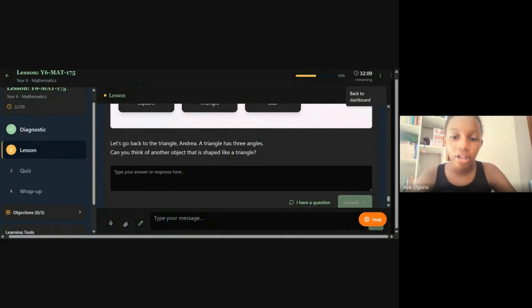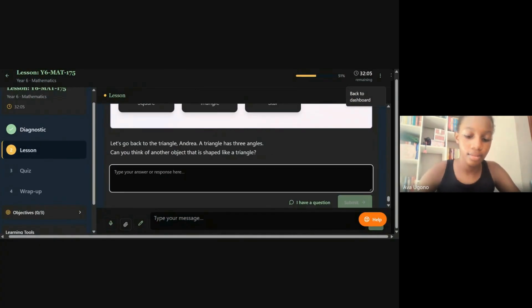Can you think of another object that is shaped like a triangle? I'm going to write, no, I can't think of any other shapes. I can't think of any other objects.